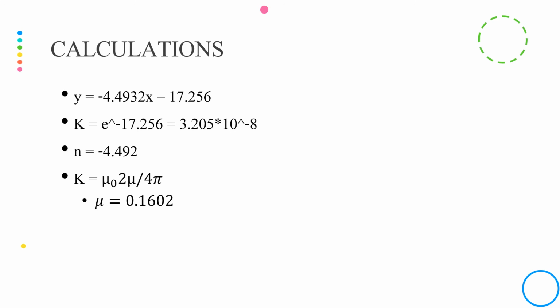Calculations. Using the equation found from the Excel sheet, I found that k is equal to e to the negative 17.256, or 3.25 times 10 to the negative 8th. Using the equations found on the experiment principles and background slide, I also found that n is equal to negative 4.492, and then setting k equal to mu0 times mu over 4 pi, found that mu, the dipole of the magnet, is equal to 0.1602.